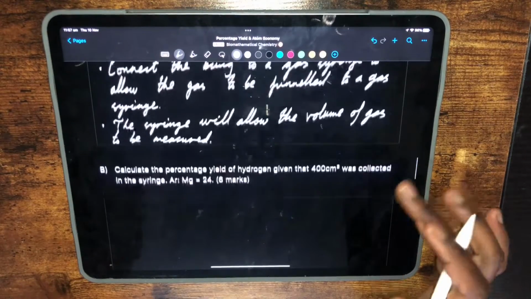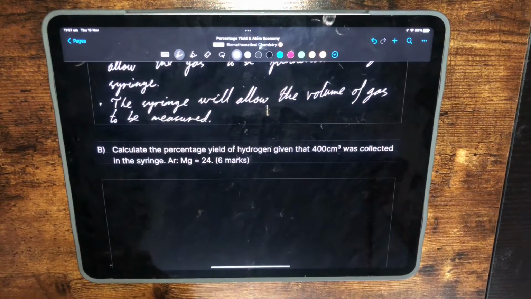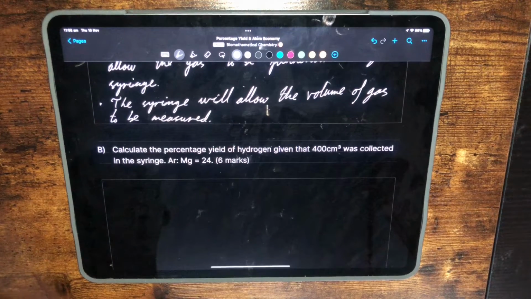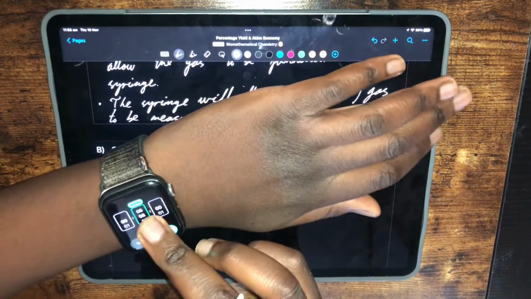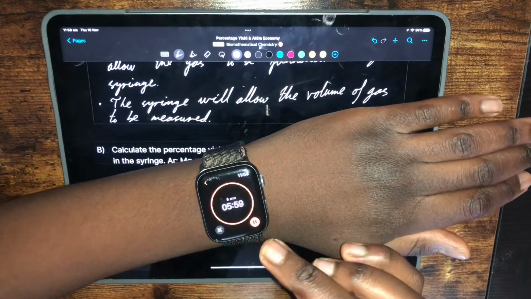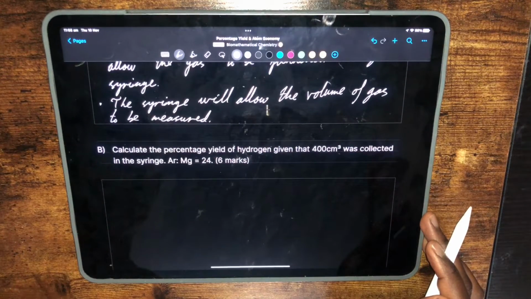So this is a 6-mark question, so I'll try and time it for you so you can do it in 6 minutes. Calculate the percentage yield of hydrogen given that 400 centimeters cubed was collected in the syringe. The Ar of magnesium is 24. I'm going to set a timer for 6 minutes, trying to explain and do it at the same time.